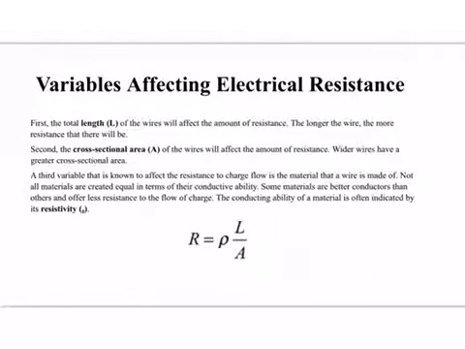Variables affecting electric resistance are, first, the length. The longer the wire, the more resistance there will be. Second, the thickness of the wire, or the cross-section area of the wire. The wider the wire, the greater the cross-section area and the less the resistance is. And third, the material it is made of. Not all materials are created equal in terms of their conductive abilities. Some are better conductors than others. The conducting ability of a material is indicated by a constant we call resistivity.